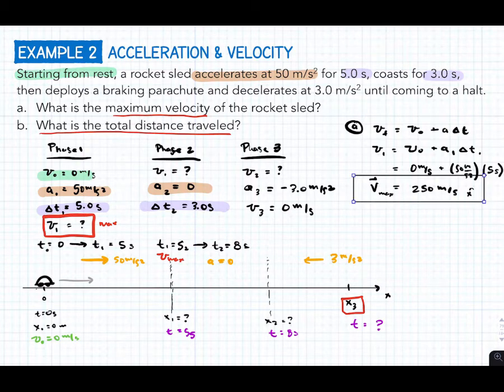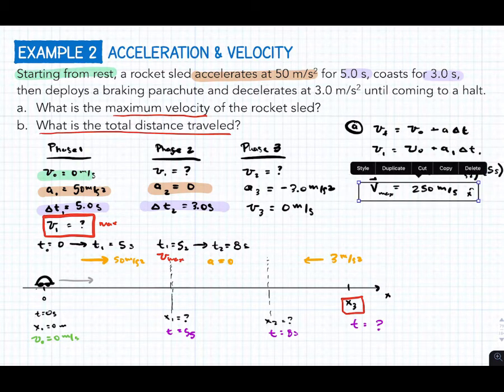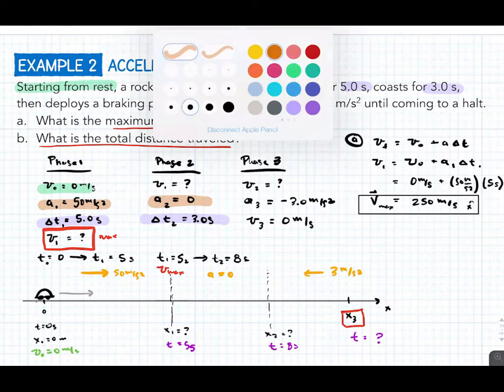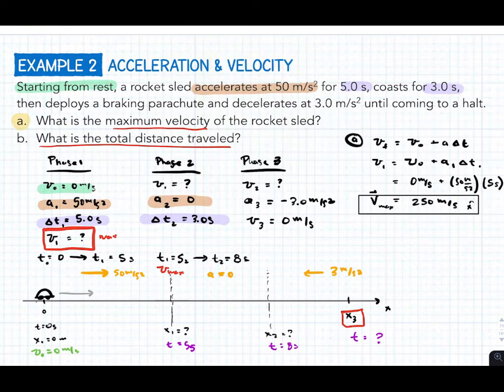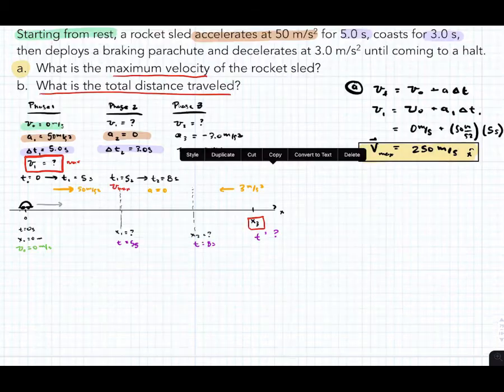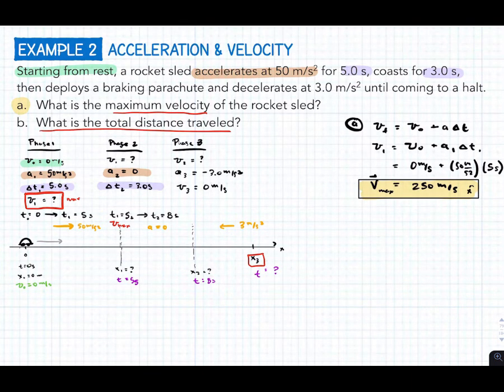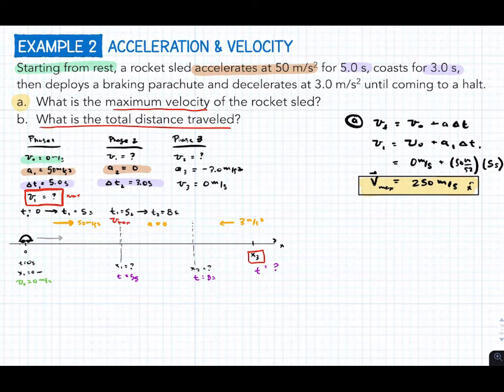So that's our first answer for part A. My vector is sticking out, but you get the idea. So here's the answer to part A. Now I'm going to make this smaller. Okay, general idea is good. All right, so that's part A.